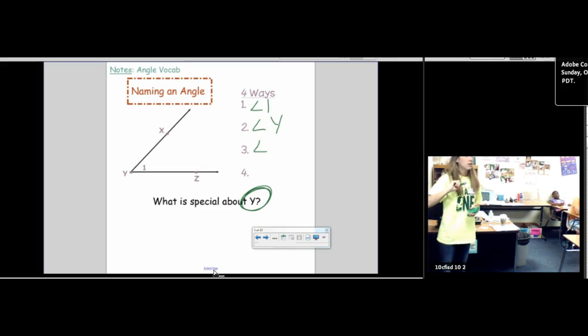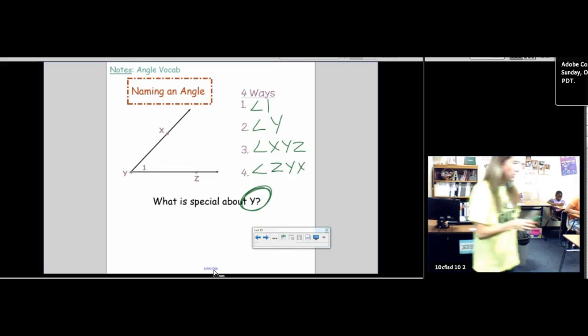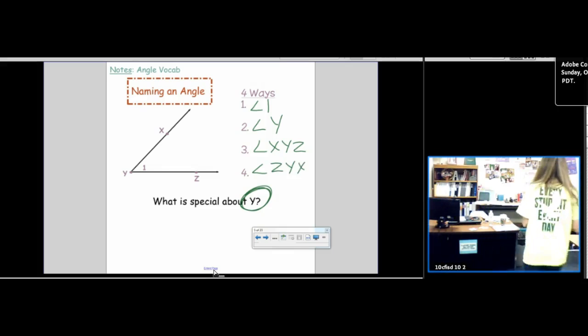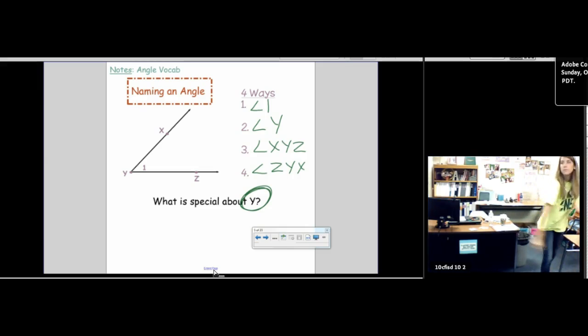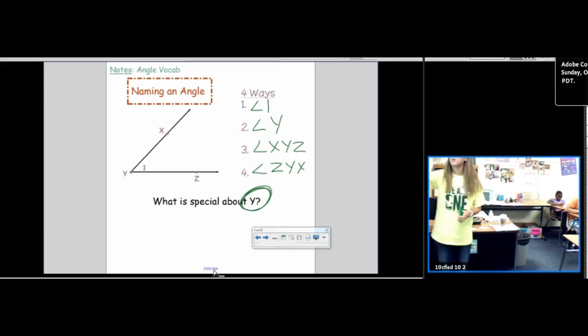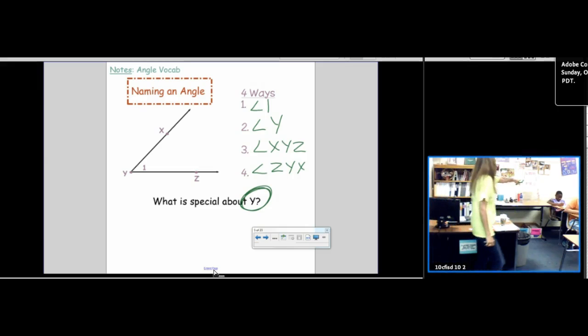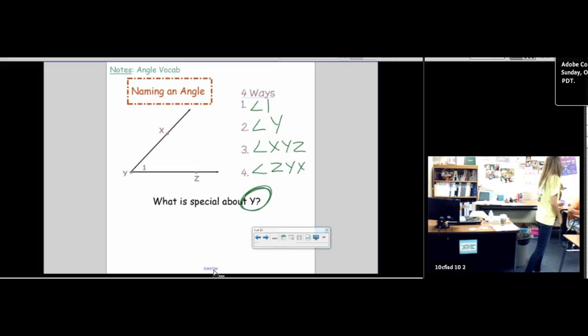Angle XYZ, yes sir. And the last one, still 3 letters. Angle... Good. I had the same people participating. What is important? Don't put commas. Don't put commas. Don't put commas. And just put an angle symbol. You don't need to draw an actual angle with arrows. You don't have to draw a figure.